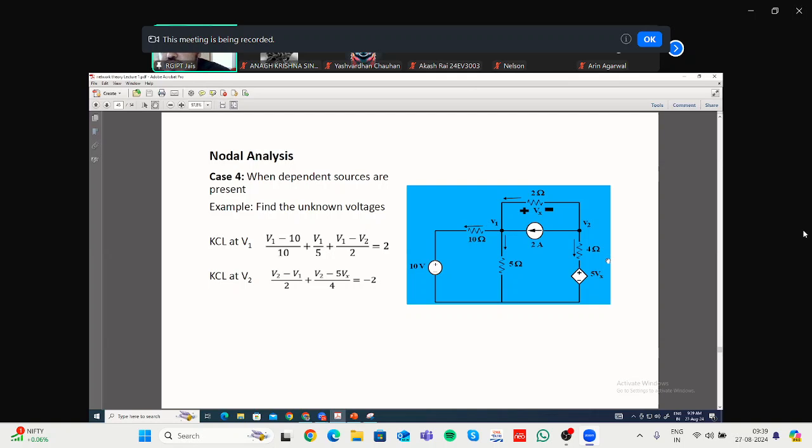But on what factor does it depend? Just beside it you can see 5Vx is written. Now you have to see what Vx is. Vx is shown as the voltage drop across this 2 ohm resistance. So definitely it is a voltage controlled voltage source.